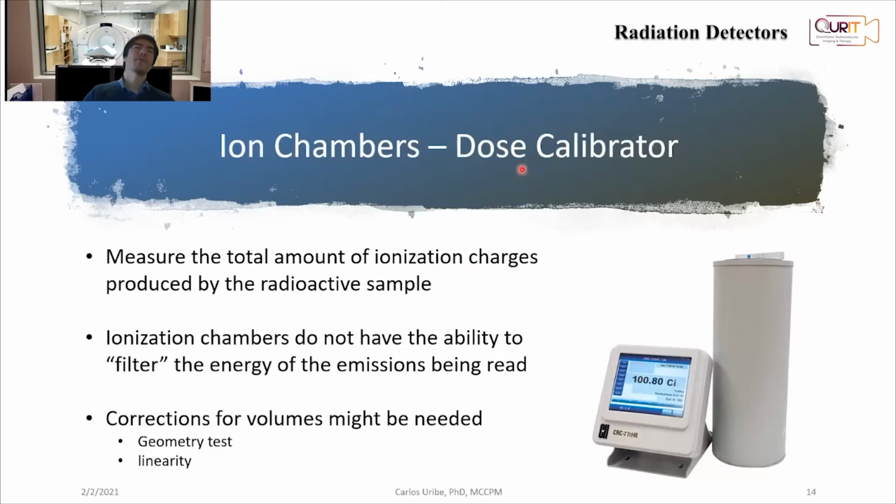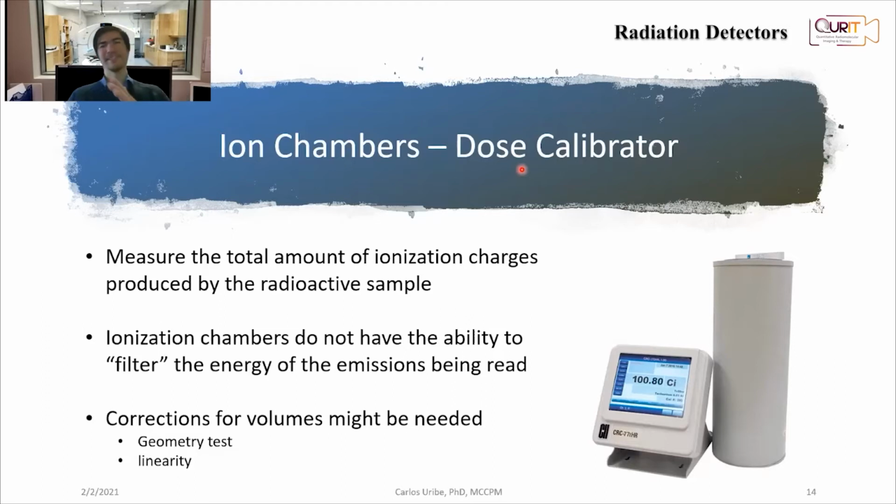Okay, so when we put a sample inside the dose calibrator, and we're going to look at it in a little more detail in the next lecture, you cannot really isolate or filter the energy emissions. The dose calibrator is just going to detect all the different particles coming out from the radioisotope. They're going to measure all the amounts of ionization charges that this sample produces, and then we need to make some corrections for it.